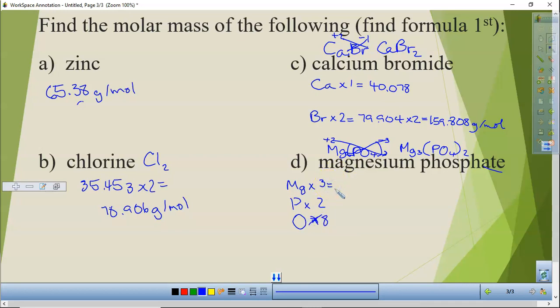So magnesium, find that on your periodic table. It's 24.305, and we're going to multiply that by 3. So it should be 72.915. Okay, next find phosphorus on your periodic table. Its molar mass, 30.974, and I'm going to multiply that times 2, and I get 61.948. Okay, last we're going to do oxygen. Oxygen's molar mass is 15.999, and I multiply that by 8.